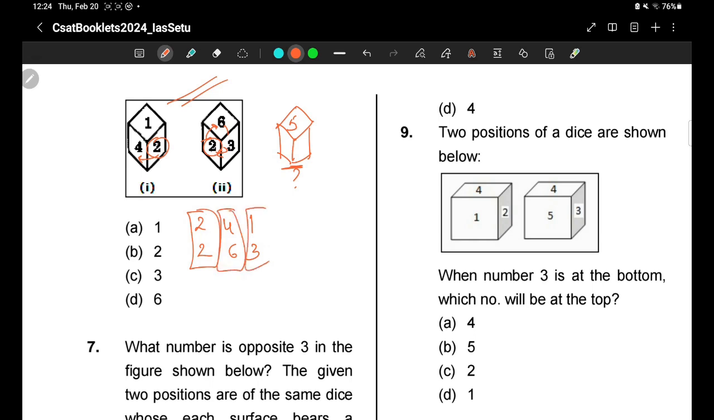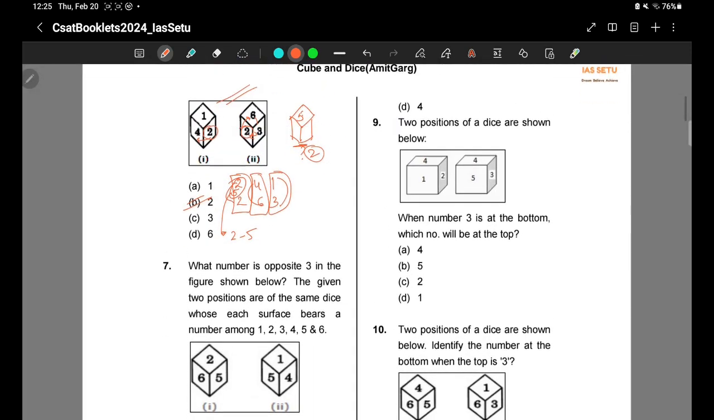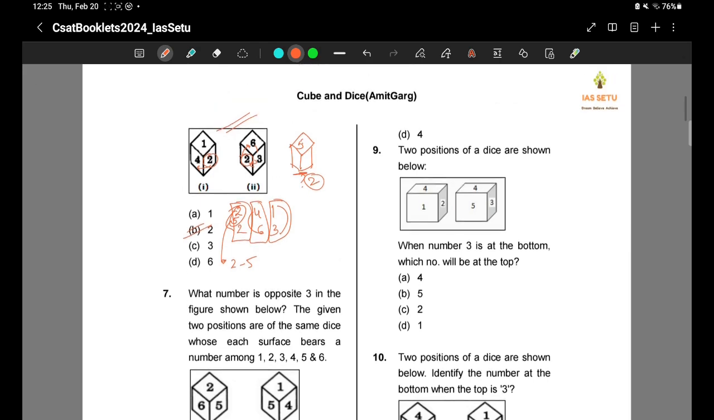Okay, so what is the opposite number? 1 is opposite to 3, 4 is opposite to 6. What is the remaining number which is not seen here? 5. So just write 5 here. 2 and 5 are opposite. Okay, what will be the number below 5? 2. Got it? This is a master trick which you can apply for all the problems of the cubes.